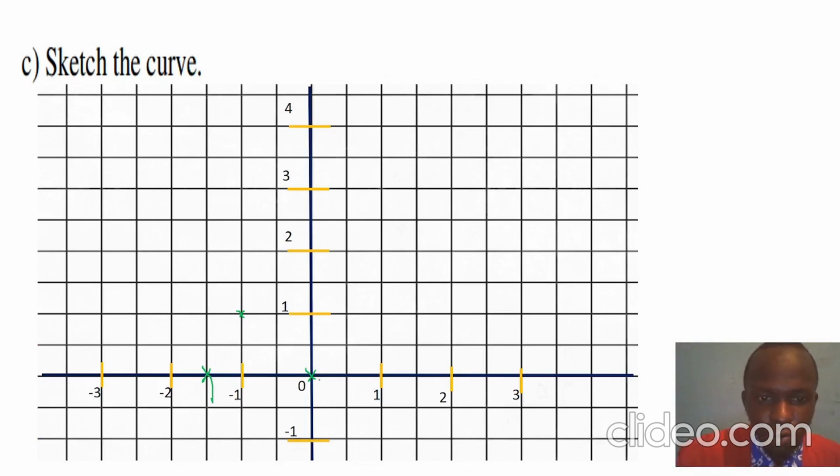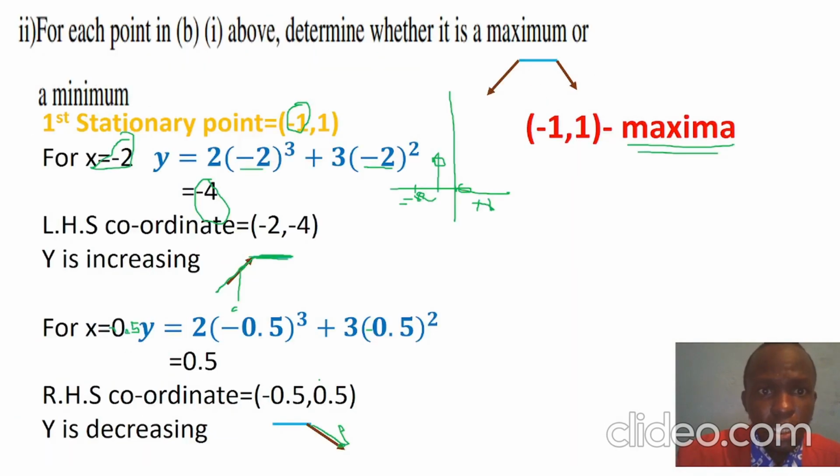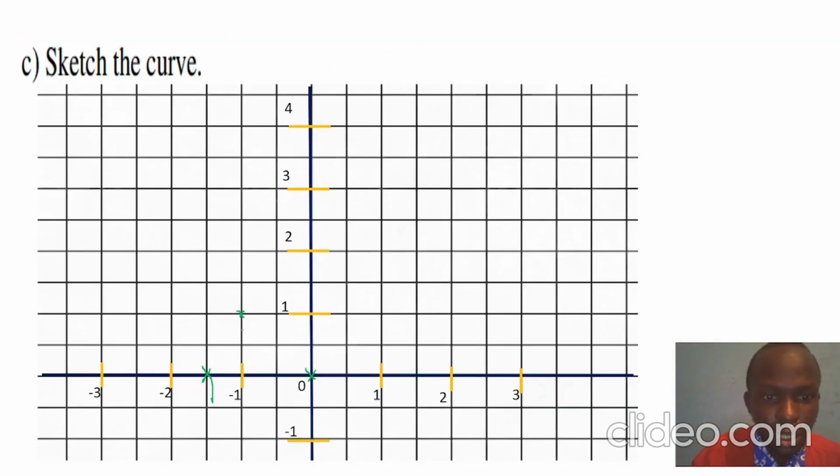What is the nature of the turning points? This negative 1, 1 is a maxima, so that means that it is coming this way. So let us connect that. It is coming that way, and since 0, 0 is our minima, it's going to curve that way.